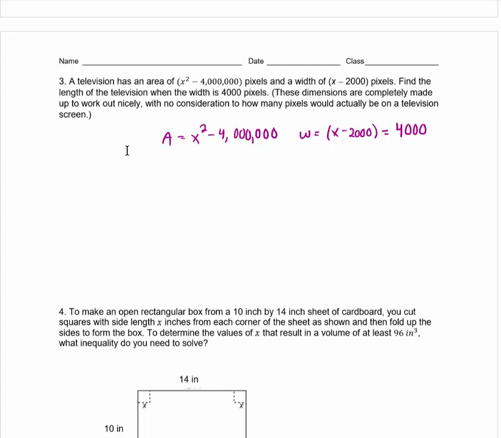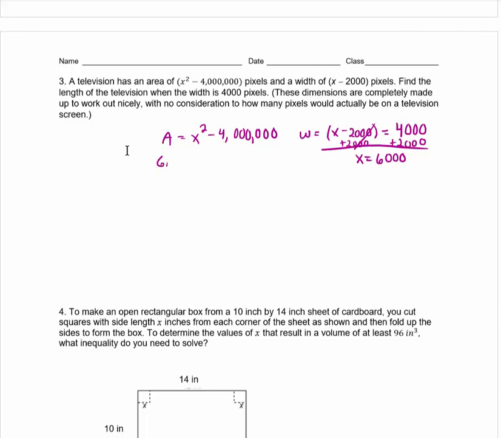Or we could go ahead and say, well, if the width is 4,000 and the width is x minus 2,000, then if I add 2,000 to both sides, I will know what x is. We can see if that helps us out here at all. X equals 6,000. So that would mean that our area is 6,000 squared minus 4 million, which is hopefully something that works out. And then once we know what the area is, if we do the area divided by the width, then we'll know what the length is.